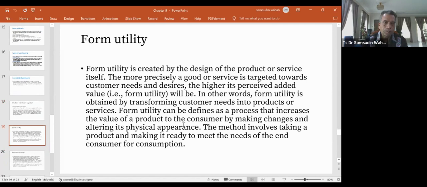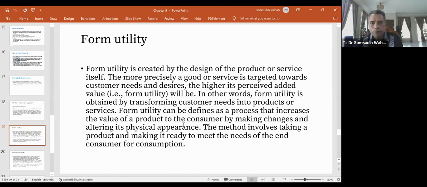Form utility is created by the design of the product or service itself. More precisely, a good or service is targeted towards customer needs and desires. Let's say the customer orders only 20 pieces, so how are you going to pack these 20 pieces? Maybe we need a special packing system to comply with this number of orders. So that's why we need form utility, created by the design of the product or service.